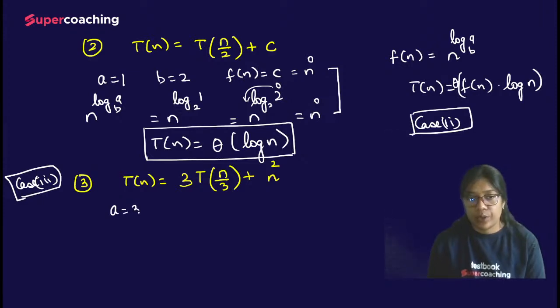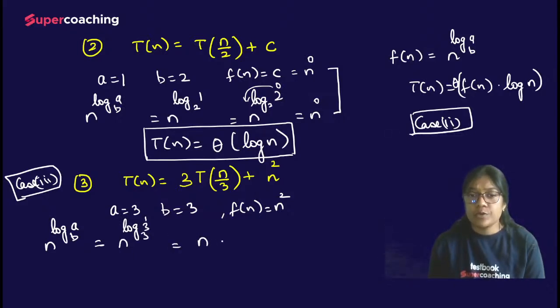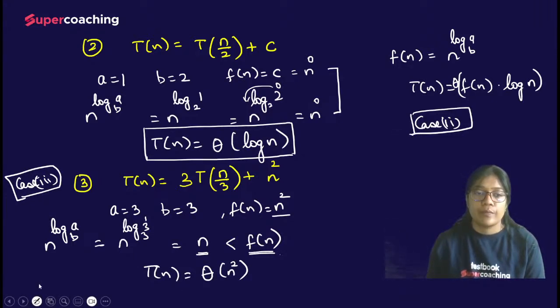Here a is equal to 3, b is equal to 3. When both values are the same, obviously it comes out to be n. So we'll find out n raised to power log a with the base b, and compare it with f of n. This comes out to be n, and this value is less than f of n. F of n is n square, so obviously f of n is greater. So we'll be returning the time complexity as theta of n square. Make sense? So this is about case 3.